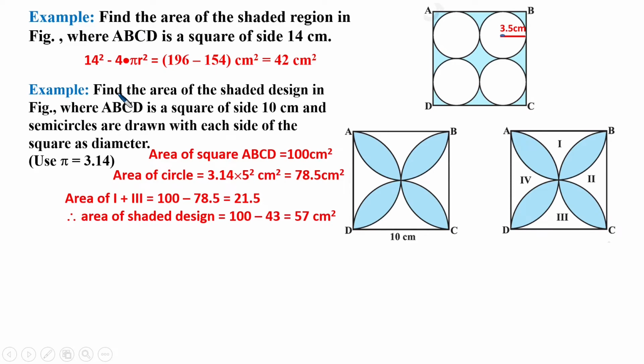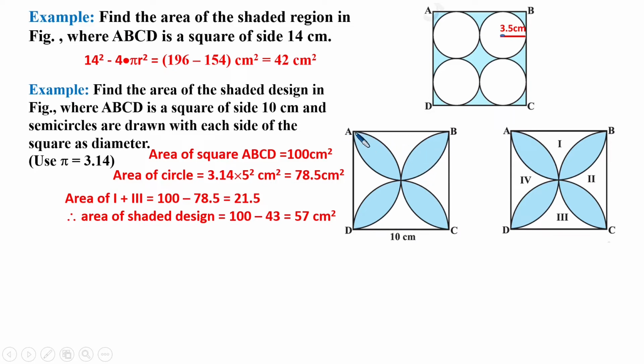Okay, now another example. Find the area of the shaded design in figure where ABCD is a square of side 10 centimeter. This side is 10 centimeter. And semicircles are drawn with each side of the square as diameter. So on each side, a semicircle is drawn and this is the diameter. So what is the area of this? So it is very easy.